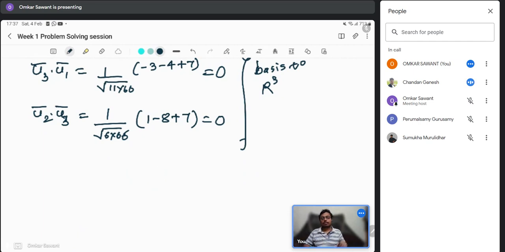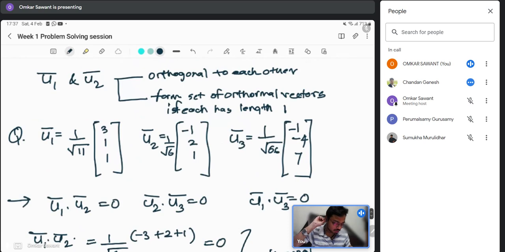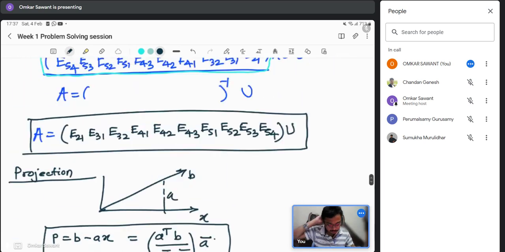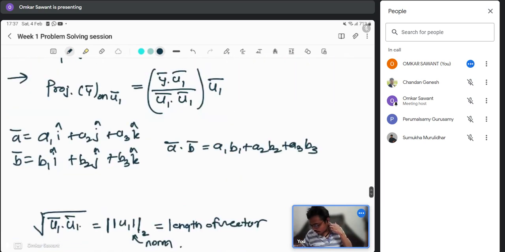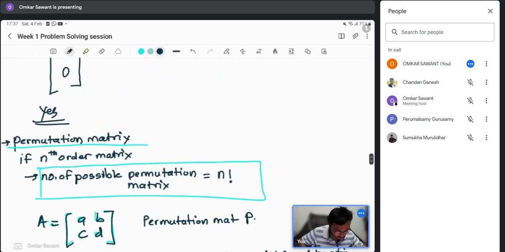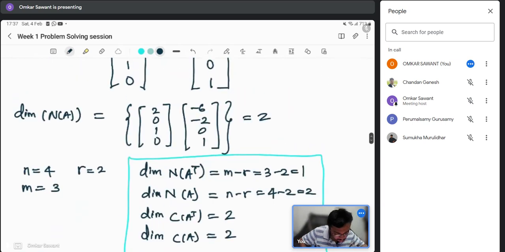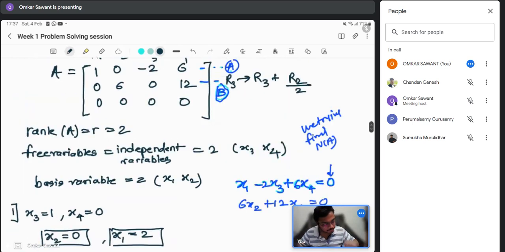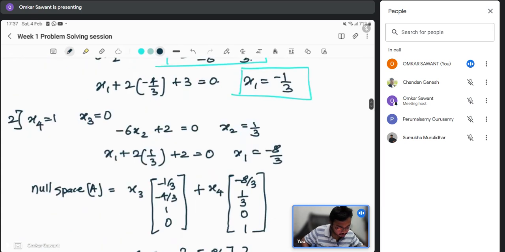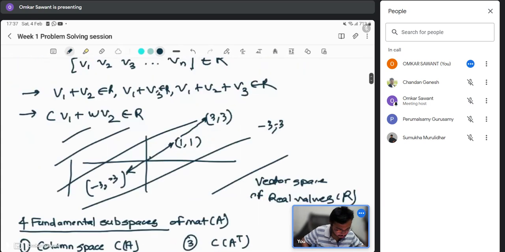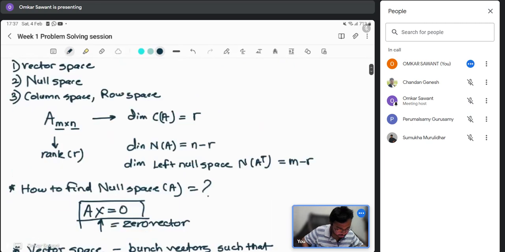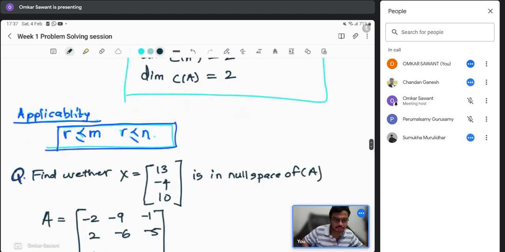Yes, sir. So, what I will do, I will just go through it once again. Okay, and I will let you know about the orthonormal in a more clear manner. Okay, so we have been taught null space and okay. So now all these things are clear, right? Yes, sir.